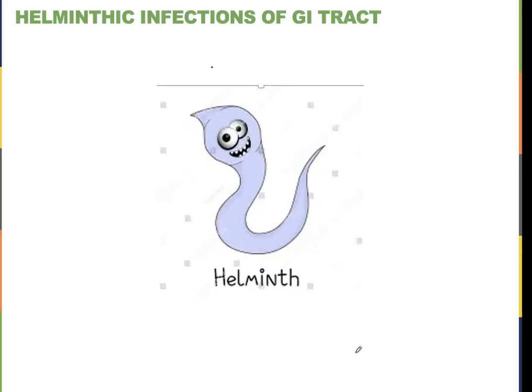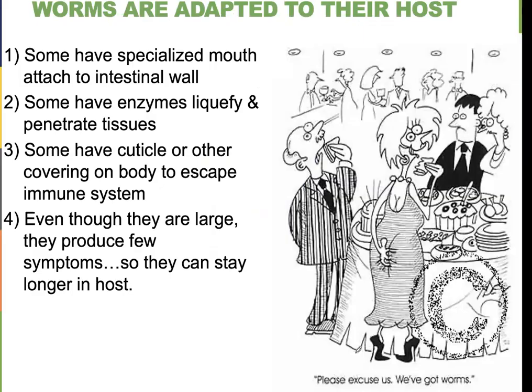All right, so moving on to the helminthic infections of the GI tract. One little thing about worms, or a few things about worms. A lot of these helminths, right? These are large animals. We're not talking about single-celled organisms anymore. So in order for them to live in a host, they have to be very good at hiding from the immune system, and they have to be very good at being quiet.